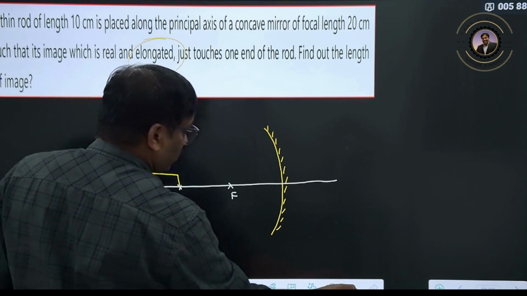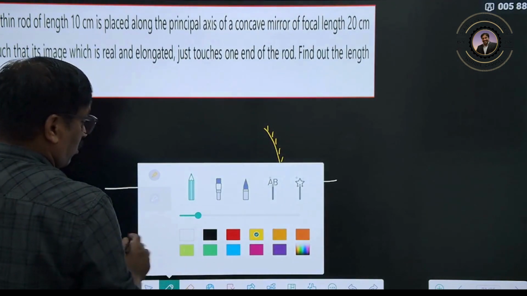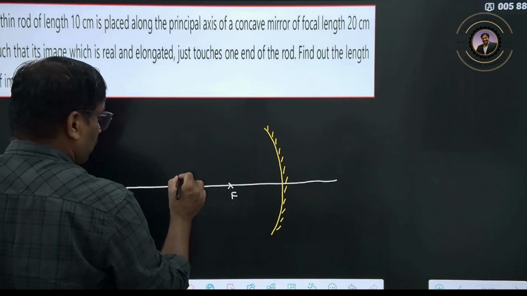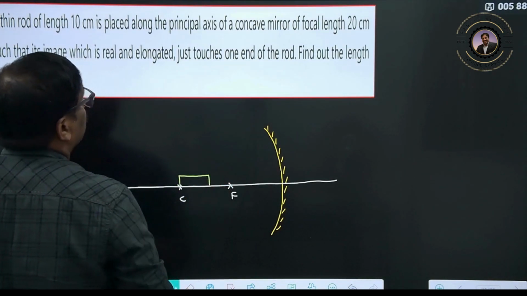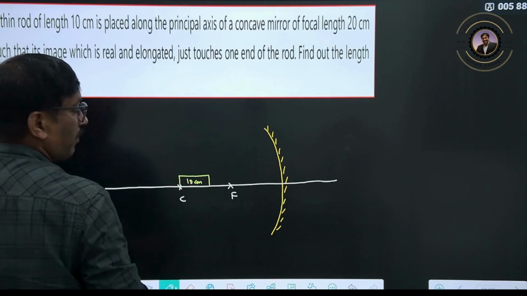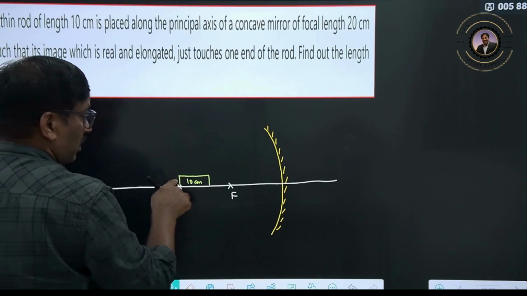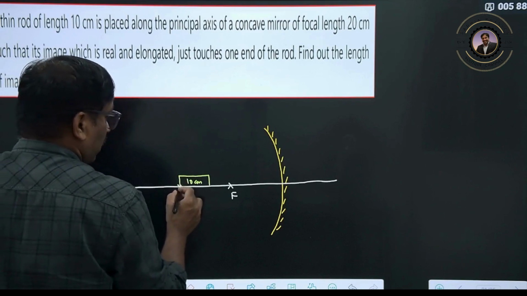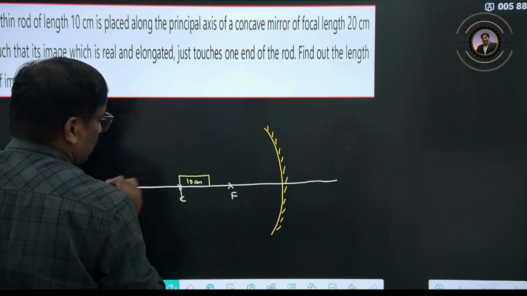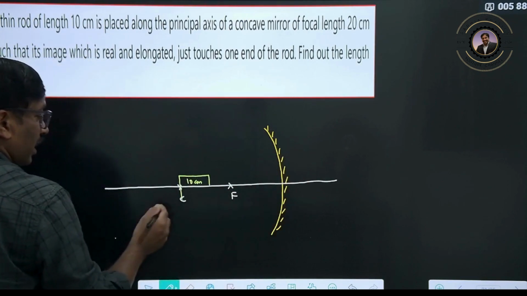So, you can do it as one question now. Here is how the object is placed. What will be the length of this? Length is equal to 10 centimeter. It touches the center of curvature: compulsorily, this end of the object is at the center of curvature, and the image just touches it. And this object will create an image here.